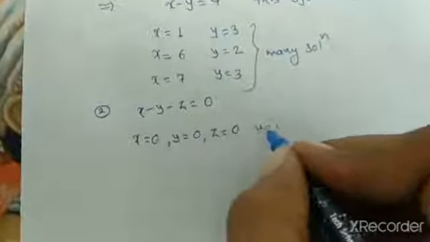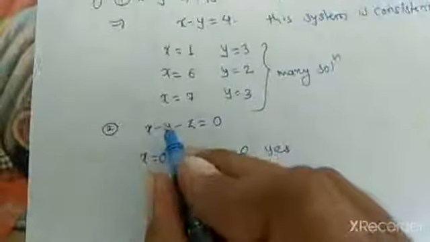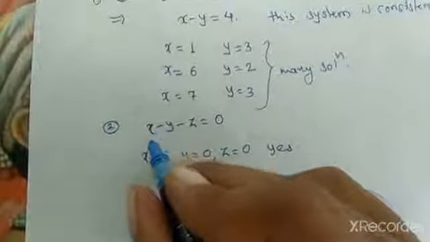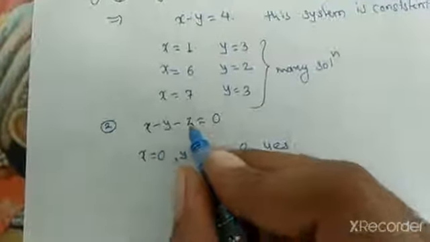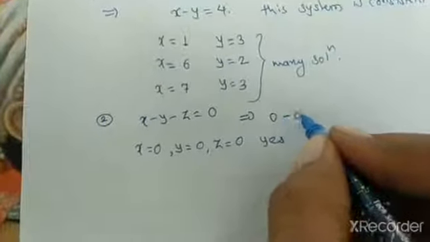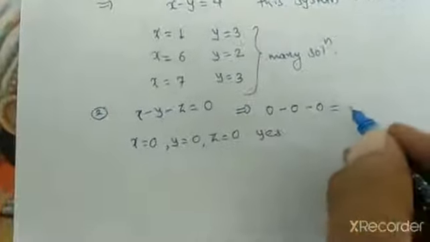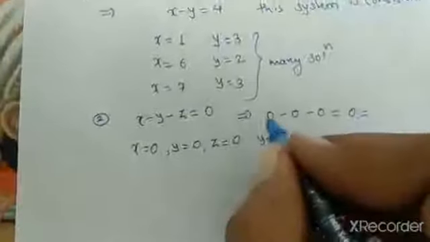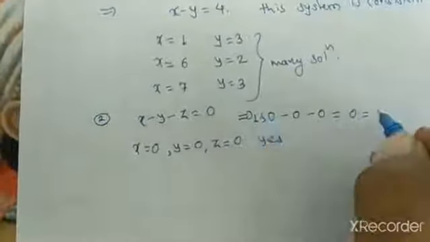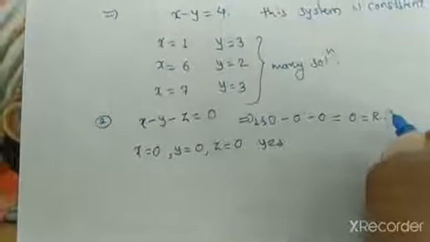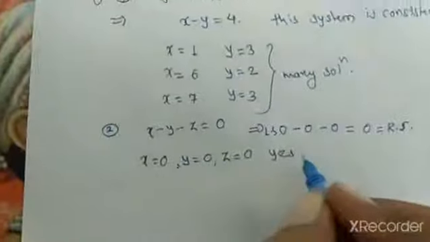is this a solution? Yes, it is a solution, because if we put these values in the left side of the equation, we get x is 0, minus y is 0, minus z is 0. So we get 0 minus 0 minus 0 is 0, which is the right side. Left side is equal to right side. So this is a solution of the system.